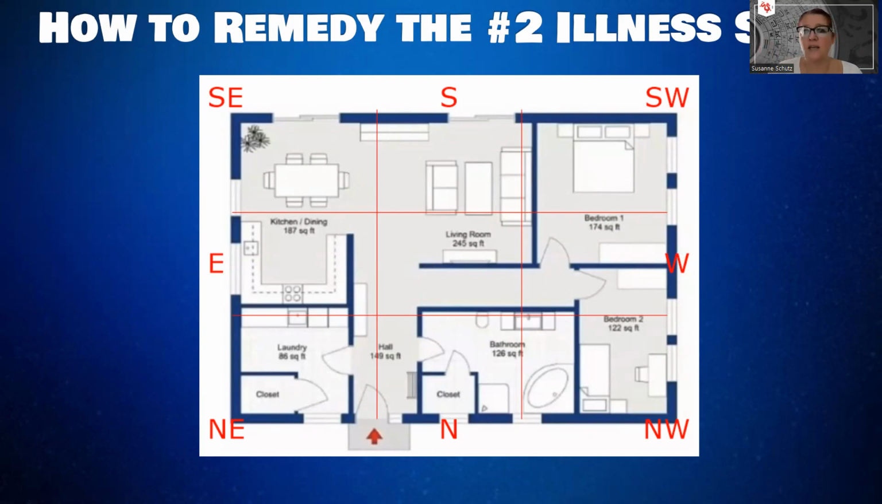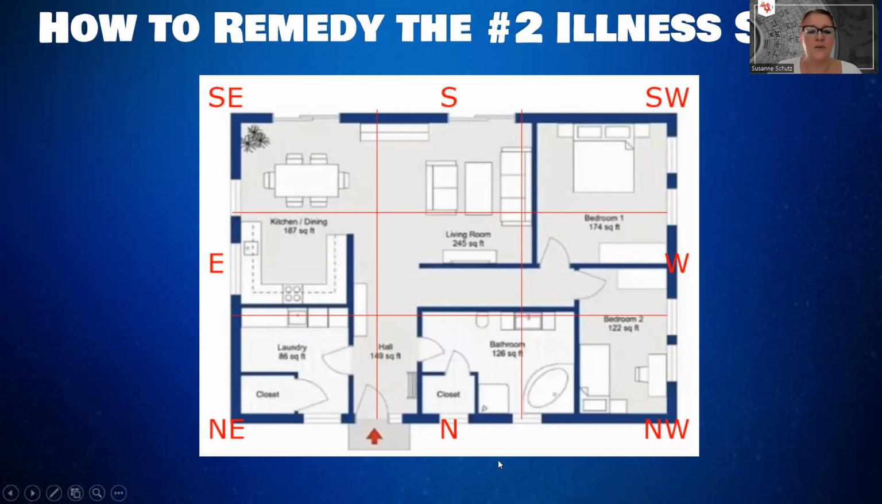If you have an irregular floor plan, you do exactly the same thing, but you may find that one sector or 2 sectors may be missing. And there's nothing we can do about it. Hopefully it's the sector that has the number 2 annual illness star, and you're safe. But just make sure that you label all of these sectors.